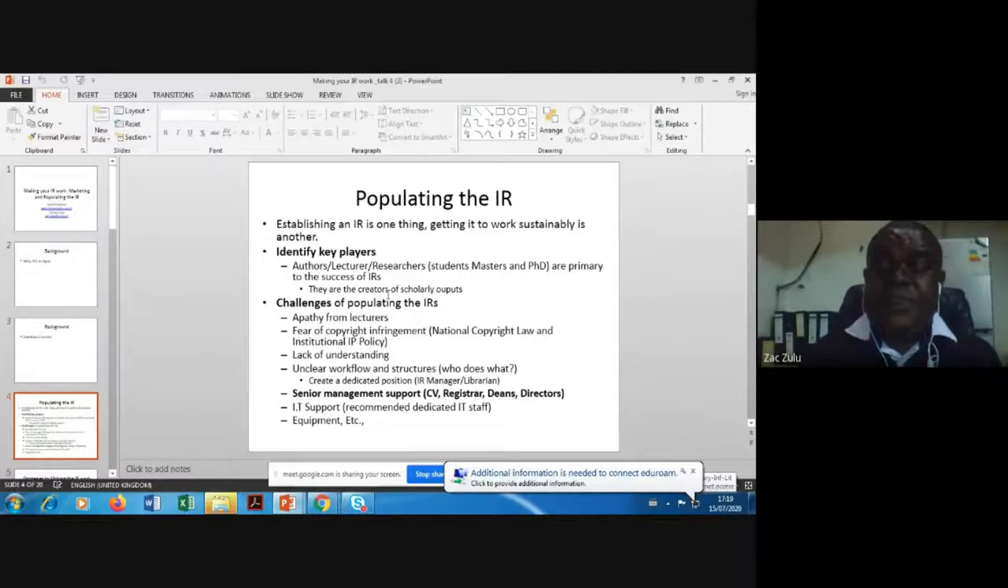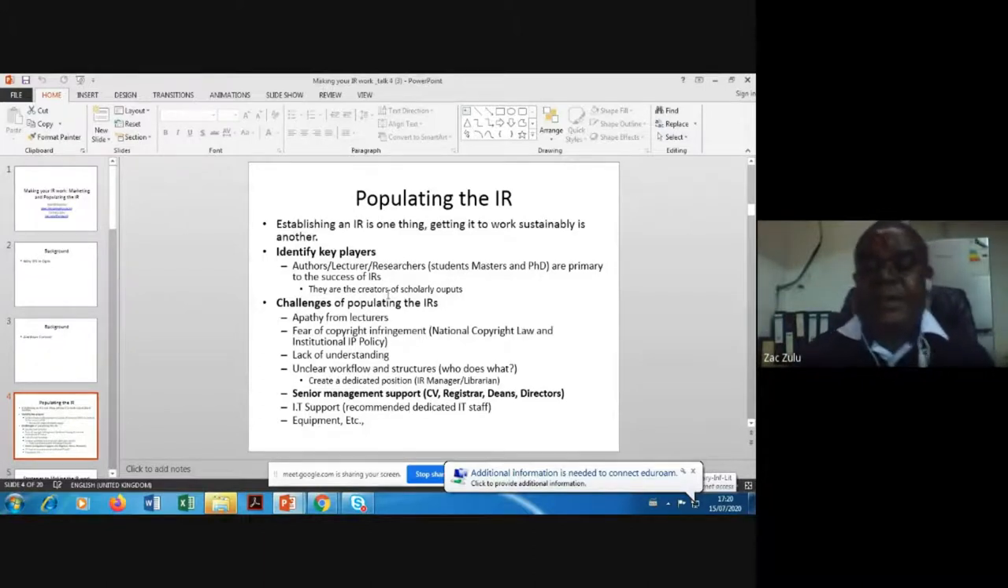So it's very important that you first decide. You look at the profile of your organization. What are the key areas your organization is concerned with, so that you craft your communities towards the key areas of your organization.